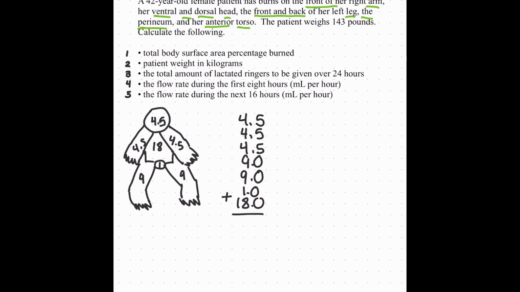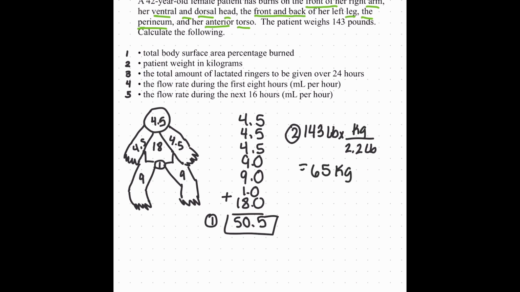Go ahead and add that up. And then after that, we will convert the patient's weight from pounds to kilograms. For number 3, we will use the Parkland formula. And as you know, that is 4 times the body surface area we calculated above times the patient's weight in kilograms.